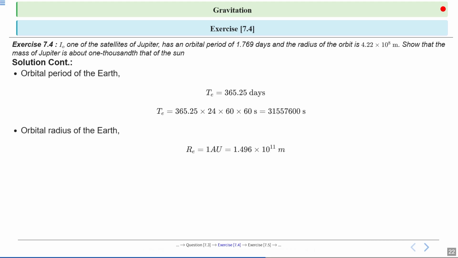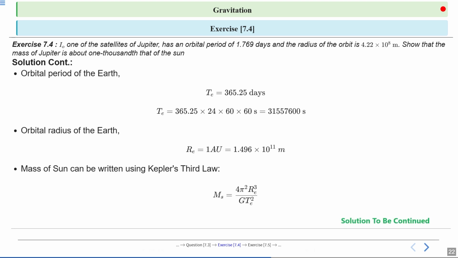The orbital radius of the Earth is 1 astronomical unit, which is approximately equal to 1.496 into 10 raised to the power 11 meter. So the mass of the Sun can be written using Kepler's third law. So Ms is equal to 4 pi square Re cube divided by G Te square. All right.